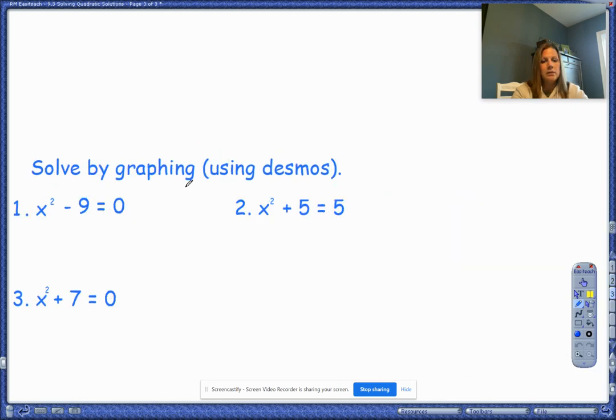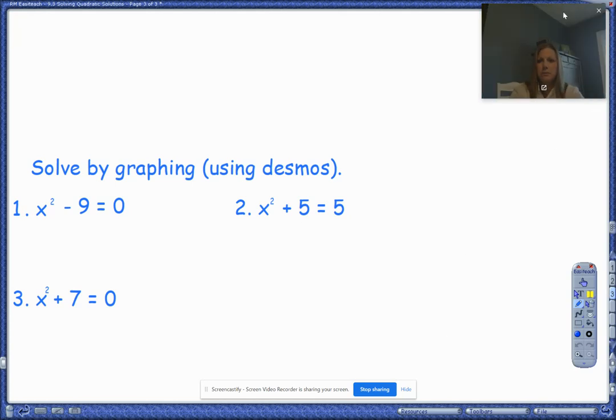Now we're going to look at these. And on this one, they want you to solve by graphing. There is a way to do this in your graphing calculator, which is a little bit complicated when we are not in person to do. And I know not everybody has a graphing calculator. So we're going to use Desmos for these. My first problem is x squared minus 9 equals 0.